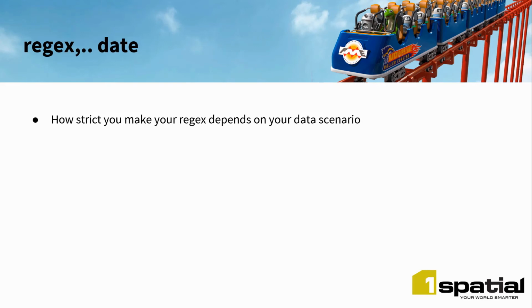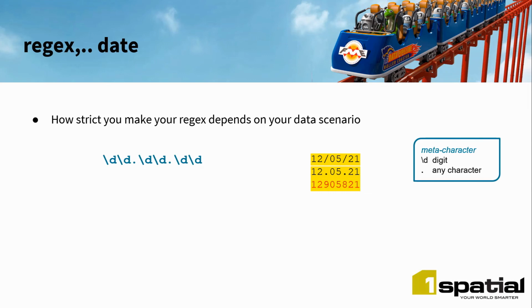And that's a key thing, really. How strict or complex you make your regex really depends on your data scenario. So for example, if you're looking at master map IDs from Ordnance Survey, you can be pretty sure they've been validated already, and your regex doesn't need to be very strong. But in another scenario, where maybe your data has been entered by customers or it's been scraped from the web, something that's sort of prone to error, then it's going to need a much stricter regex.